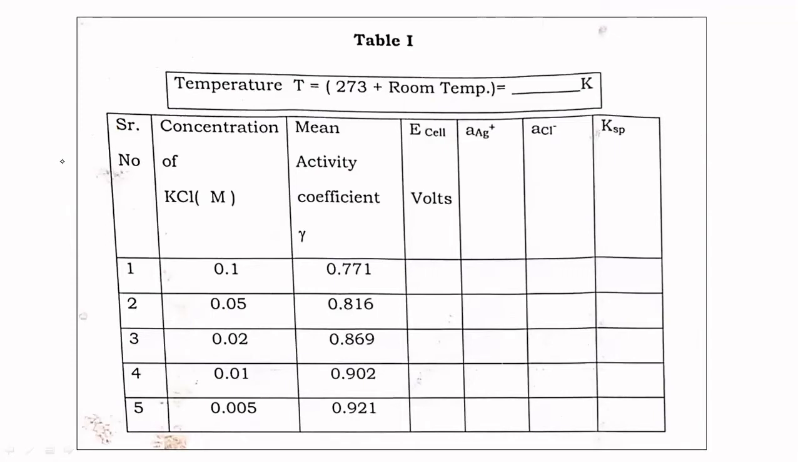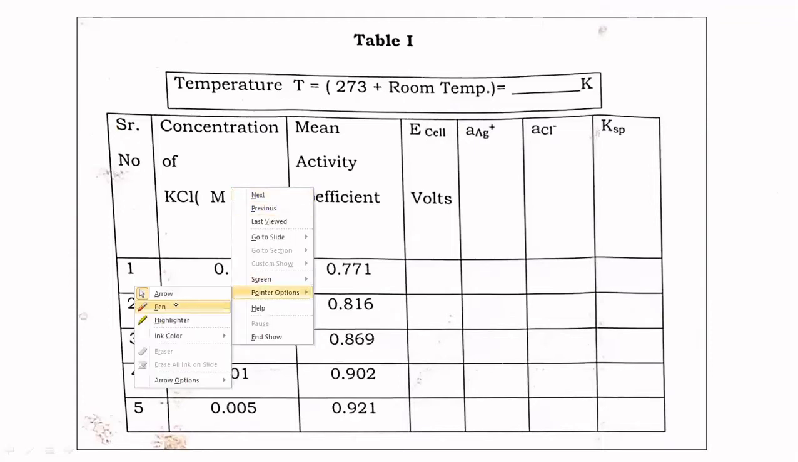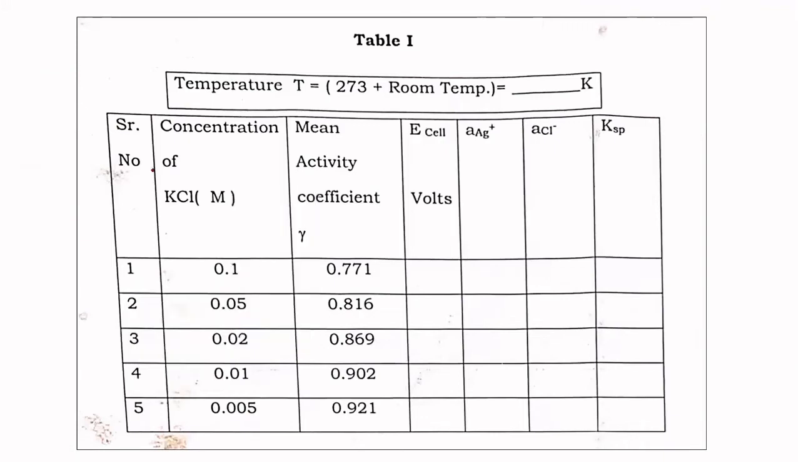In the first column, the concentration of KCl is given here. As we prepared the 5 solutions from 0.1 molar KCl solution, we can prepare this 0.05, 0.02, 0.01 and 0.005. To prepare 50 ml of 0.005 molar KCl solution, we have to take 25 ml of 0.1 molar KCl solution, and it is diluted to 50 ml.